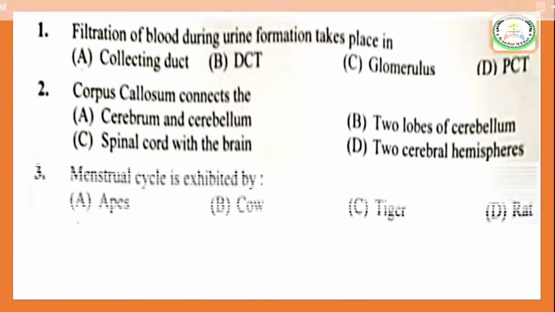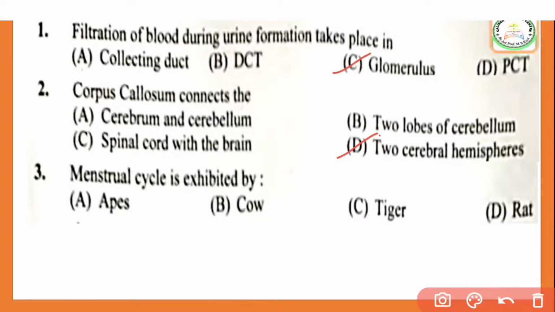Question number 3. Menstrual cycle is exhibited by apes, cow, tiger, rat. And the answer for this question is option A, apes.